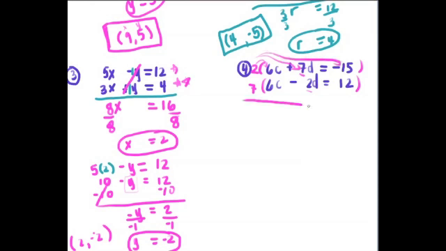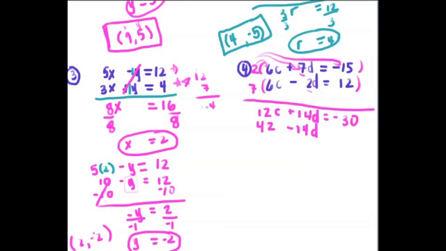In the first line, I'm multiplying a 2 to everything. 2 times 6 is 12. 2 times 7 is 14. 2 times -15 is going to be -30. On the bottom line, I have 7 times 6 is 42. 7 times -2 is -14. 7 times 12, let's see what that is. I need to work that one out. 4, carry the 1, 84. Okay, so now let's solve.